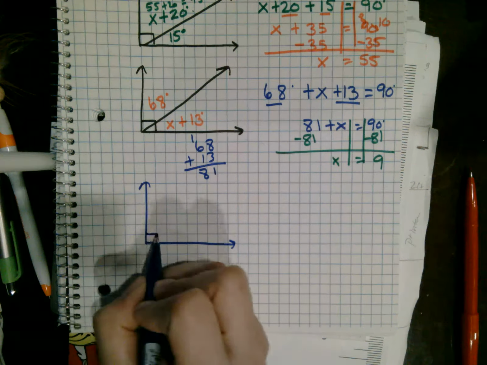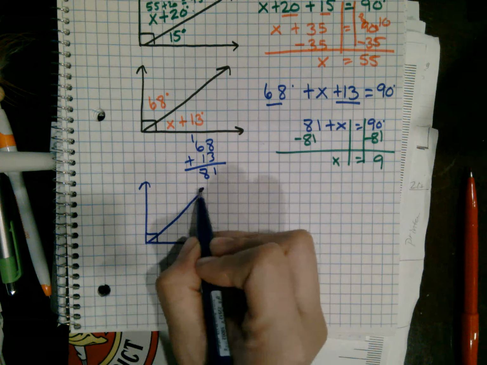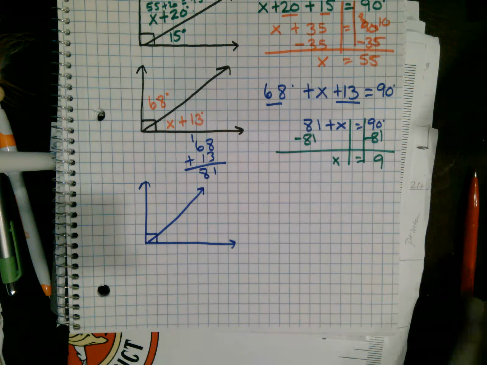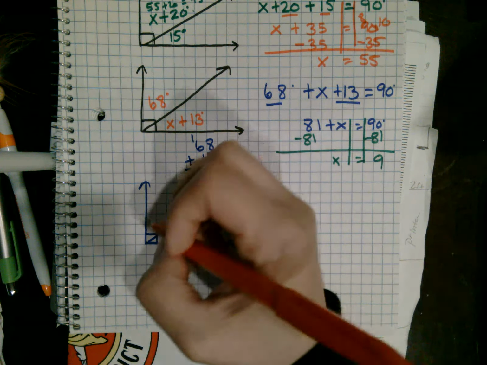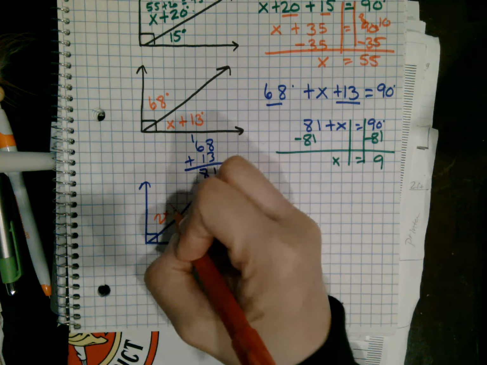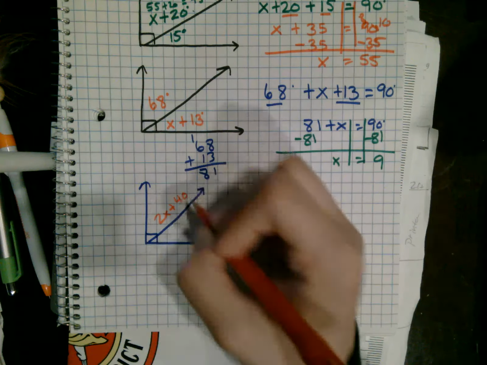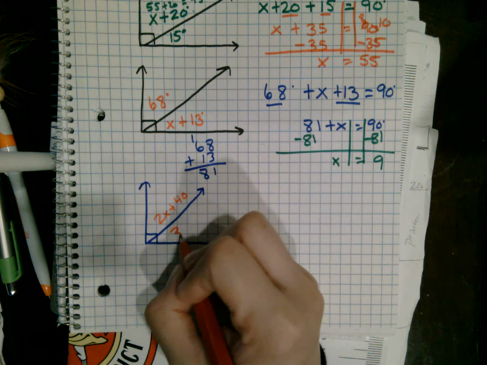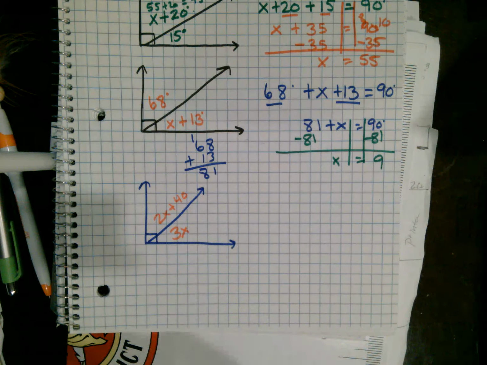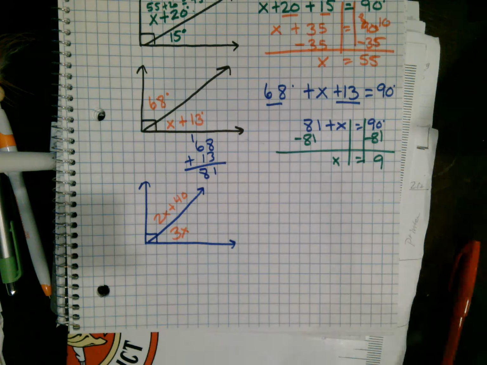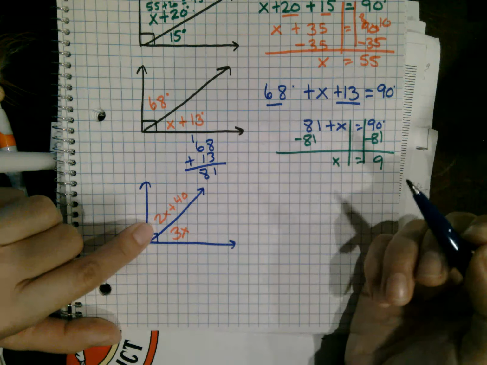Complementary angles, 90 degrees. We're going to split it into two angles, which means now it becomes complementary. And we're going to say that this angle on top is 2x plus 40. And this angle at the bottom is 3x. And this is why, ladies and gentlemen, we write equations. All right, let's do this. It's fun. I like this.